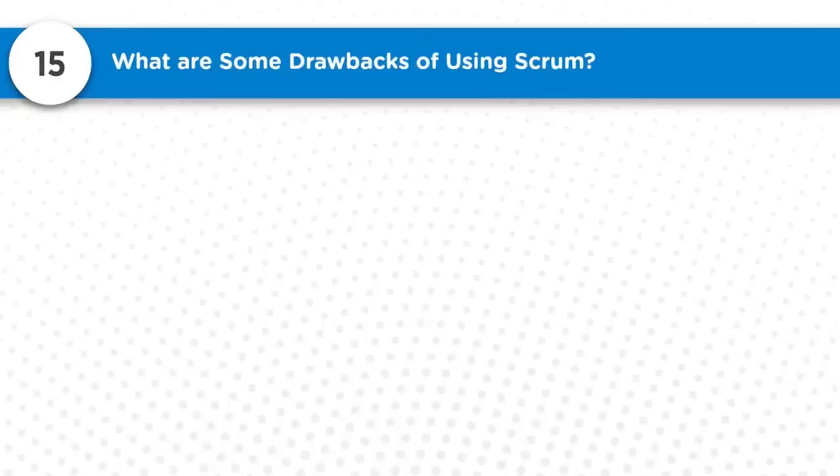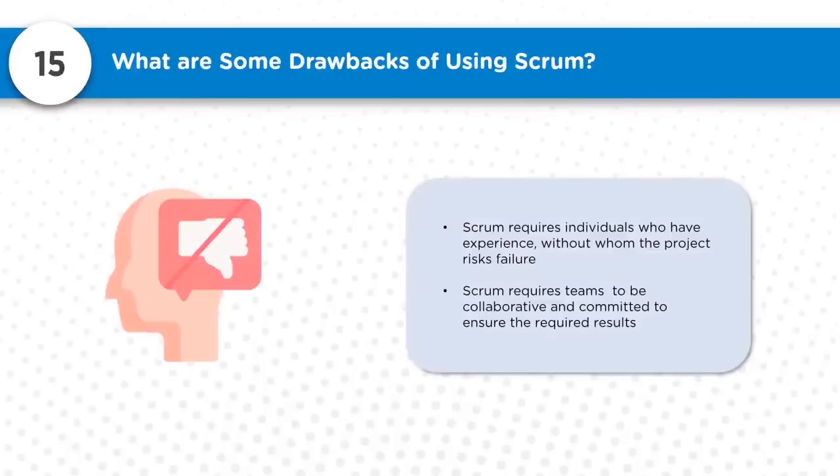So the next question is, what are some drawbacks of using Scrum? Scrum requires individuals who have experience, without whom the project has a risk of failure. If one does not have the capability, it is difficult. Scrum requires the team to be collaborative and committed. Individuals collaborating itself is a big challenge in many organizations. So bringing this into place is very important when you want to adopt Scrum. Scrum requires teams to be collaborative and committed to ensure the required results. They should work together, and they should also collaborate with customers and stakeholders.